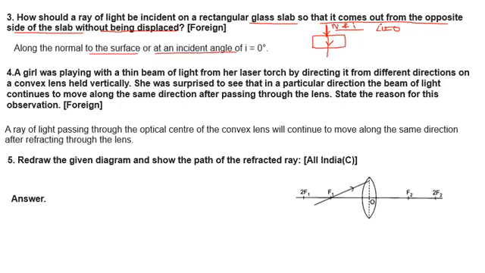Next question, a girl was playing with a thin beam of light from her laser torch by directing it from different directions on a convex lens held vertically. She was surprised to see that in a particular direction the beam of light continues to move along the same direction after passing through the lens. State the reason for this observation.